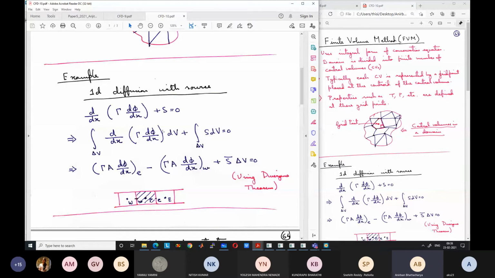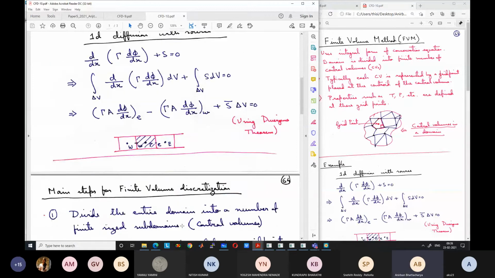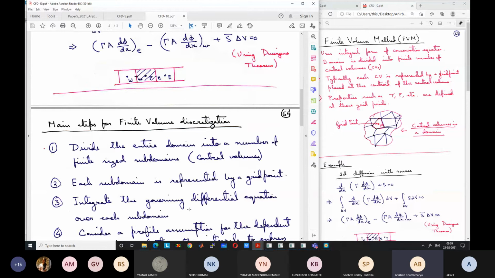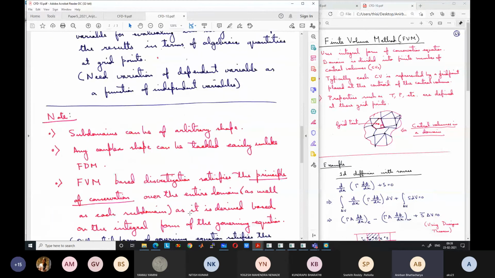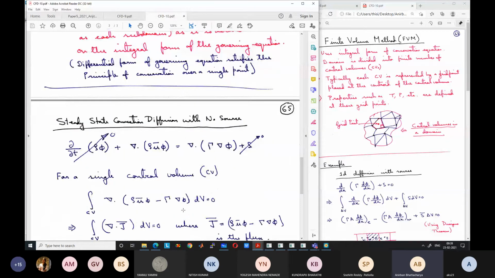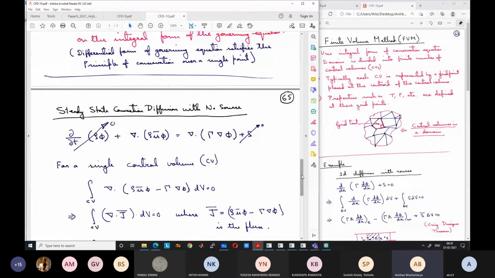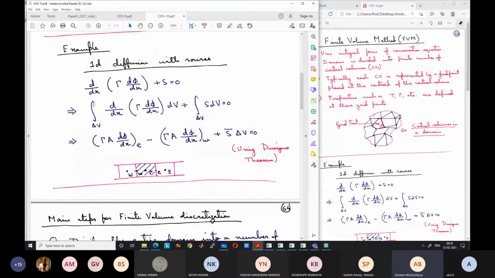So mathematically, the divergence theorem converts this. I will come to this later on, how the divergence theorem looks. But for this case, what it means is that once you integrate over the control volume, you basically find the flux at the boundaries, the net flux over the boundaries.